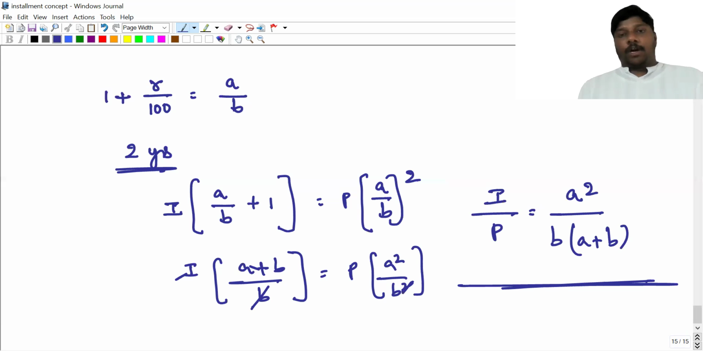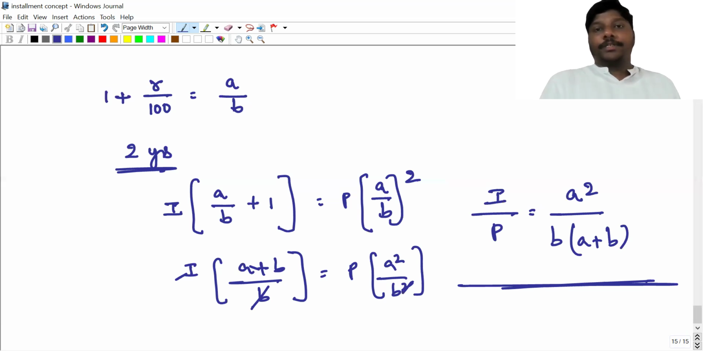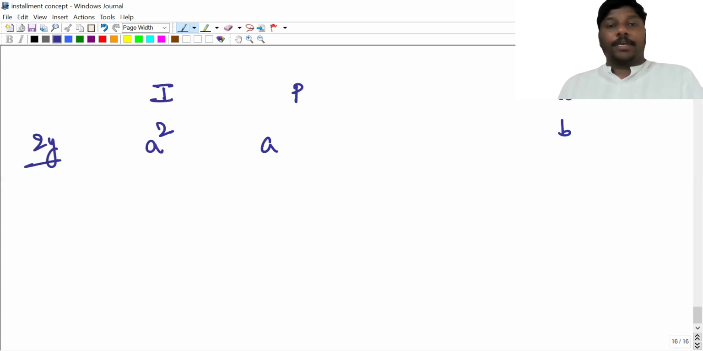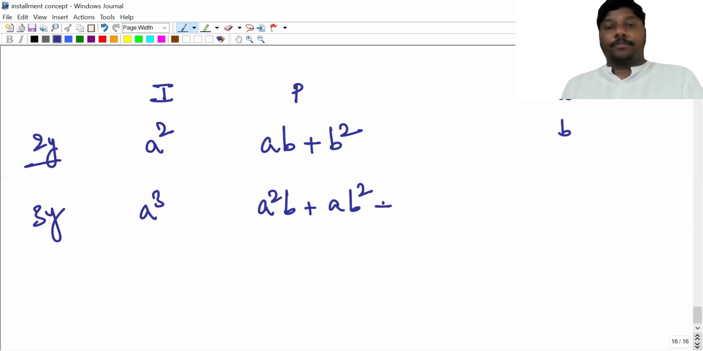Okay. So how to remember this formula for 2 years, 3 years, 4 years? It is quite simple. You take I first and you take the principal. Start with a and b. For 2 years, you start with a square. Then reduce the power of a, increase the power of b, plus b square. For 3 years, you take a cube, reduce the power of a: a square b, a b square, increase the power, b cube.